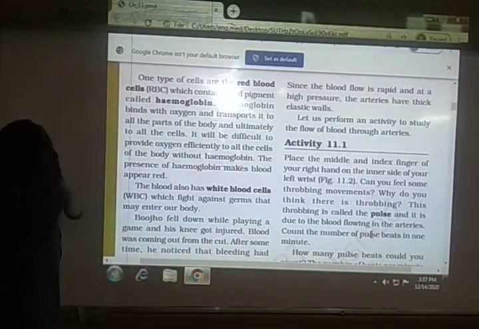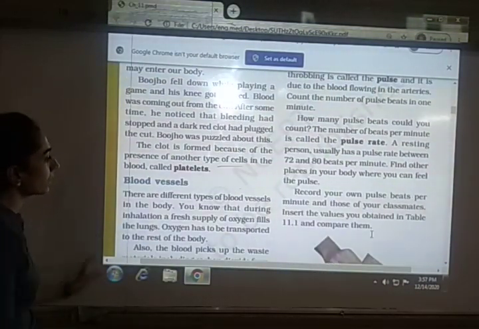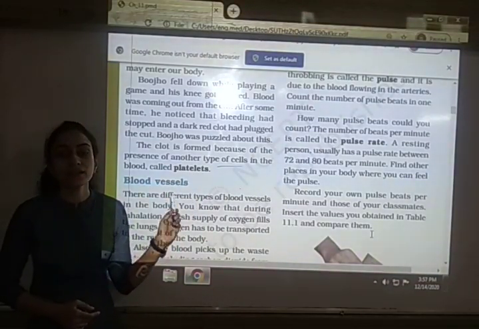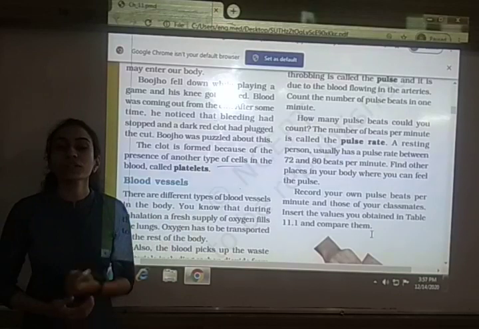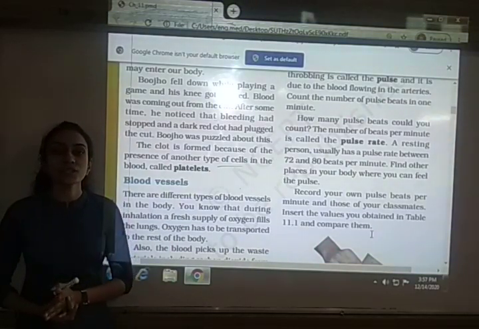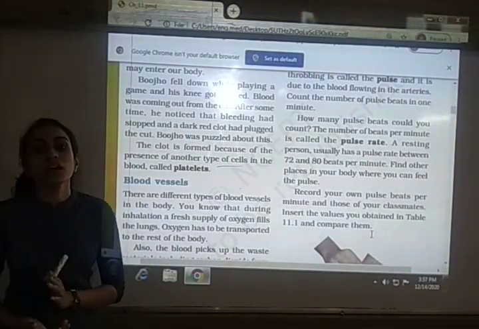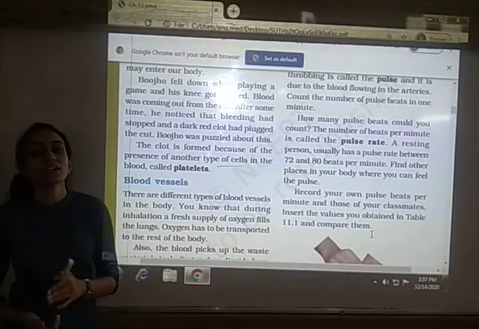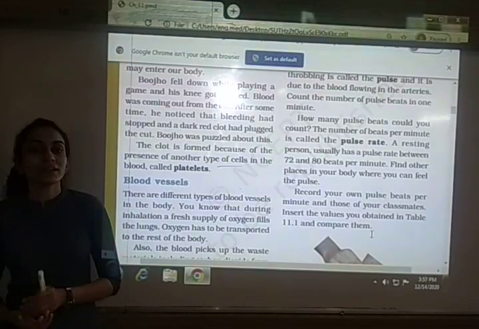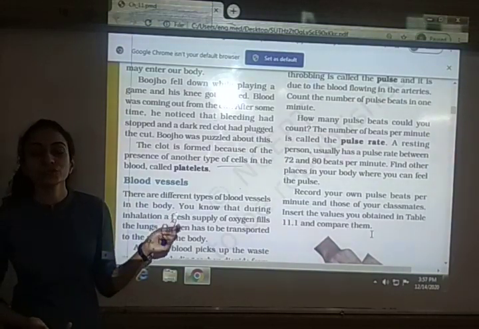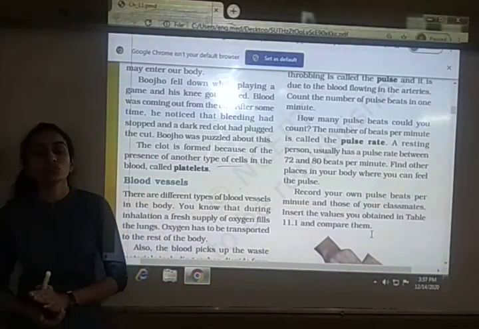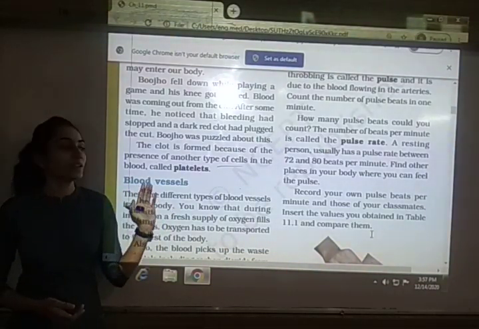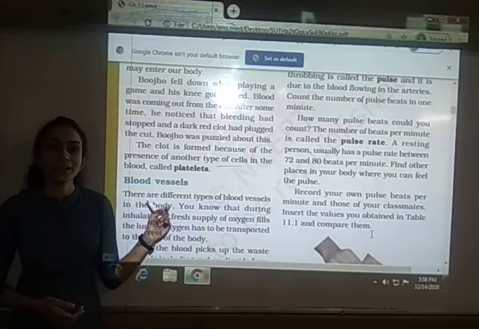And then we saw about platelets. What is the function of platelets? Platelets are useful in clotting of the blood when we get an injury. When we get cuts on our body, the blood flows out of the body. At that time these platelets are useful to clot that blood, or stop it, and this reduces the blood flow from our body. So this is the function of platelets.